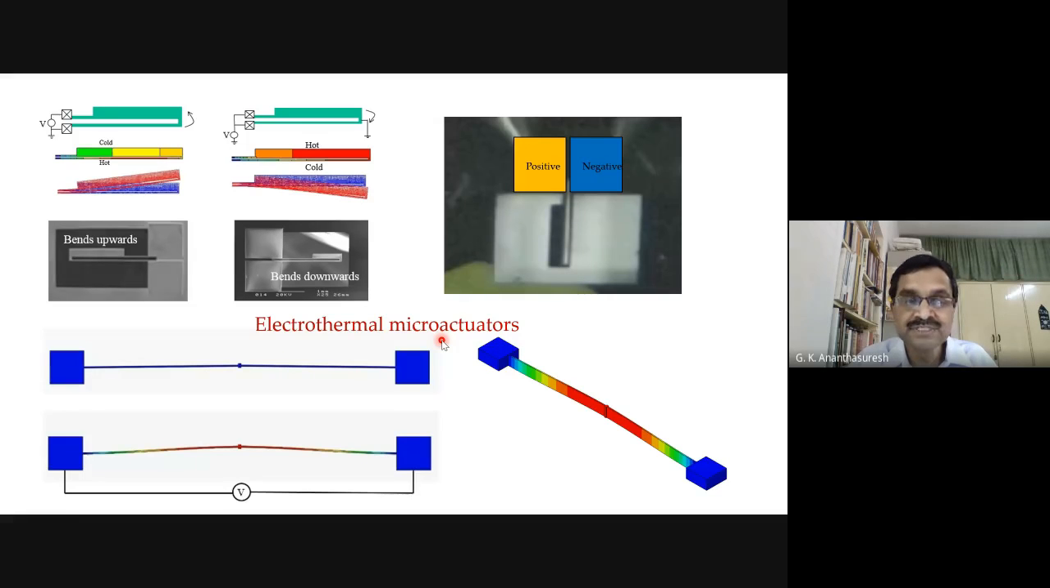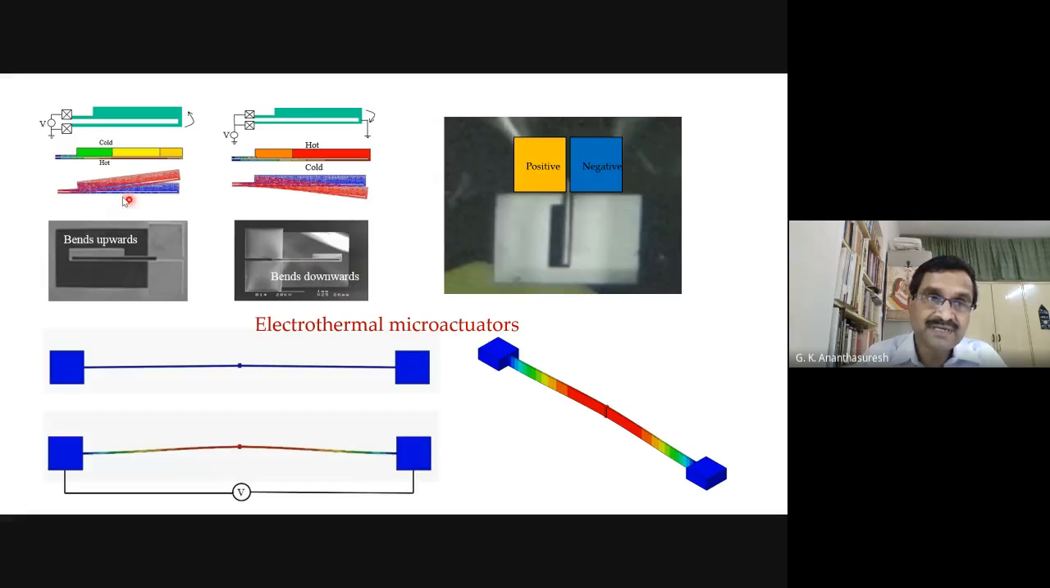But then those things can move themselves. They cannot move something else. When you say an actuator, we want it to have enough force so that it can act on something to move it. Electrothermal actuators actually are capable of doing it because their force is much larger than what electrostatic actuators can provide. And there are also electromagnet actuators, which I'll briefly describe.